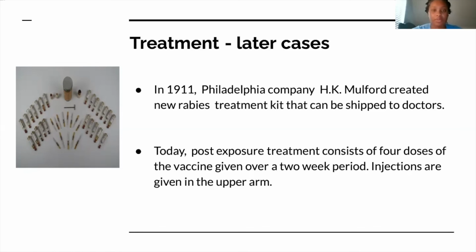So today, post-exposure treatment consists of 4 doses of the vaccine given over a 2-week period, and it's commonly injected in the upper arm.